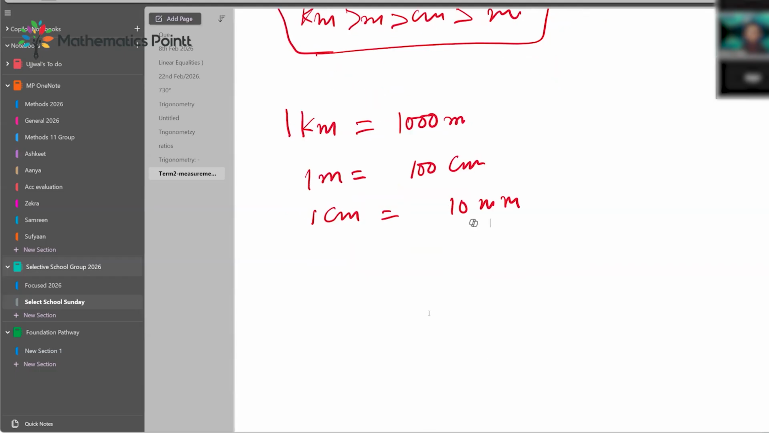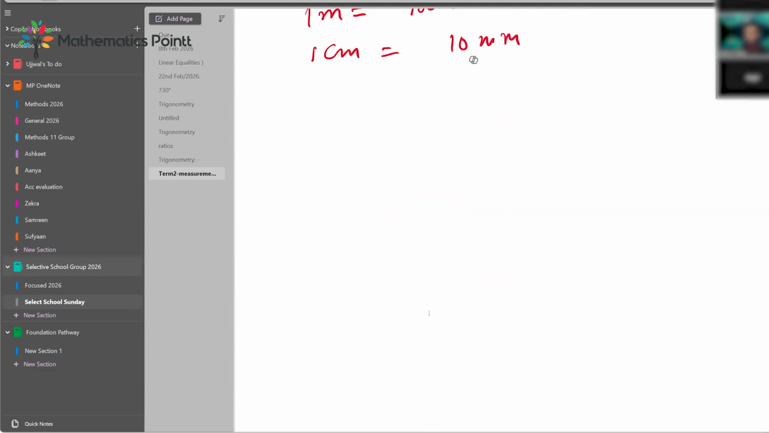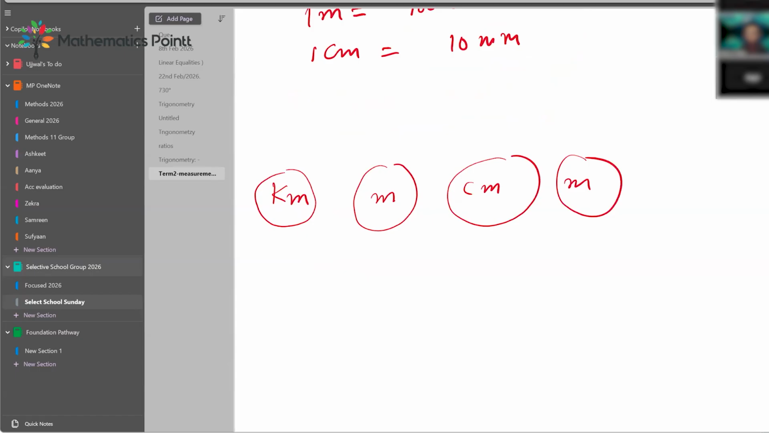So what it essentially means is, if we have to convert kilometers into meters, you multiply it by 1,000. If you want to convert meters into centimeters, you times it by 100. If you want to convert centimeters into millimeters, you times it by 10.